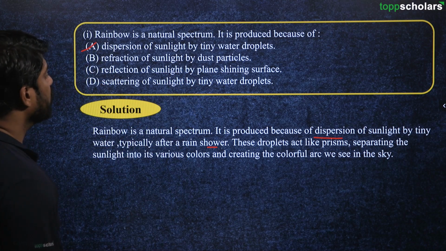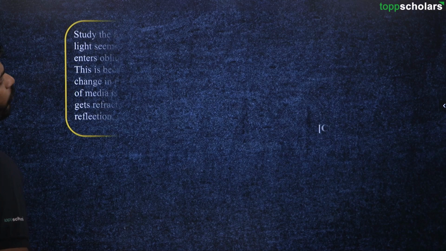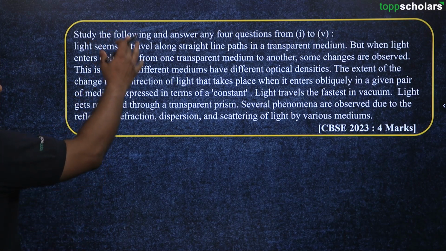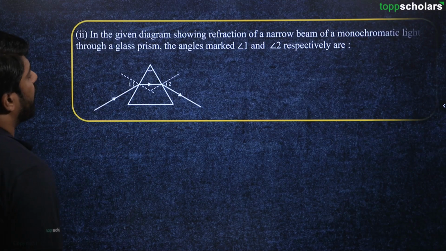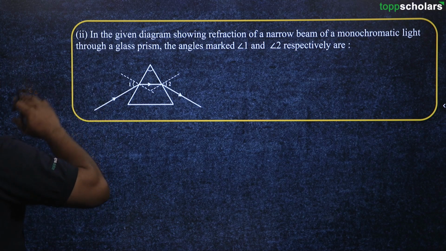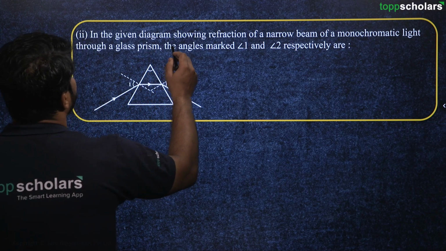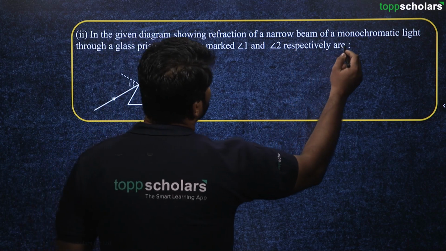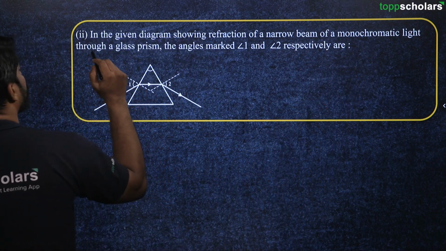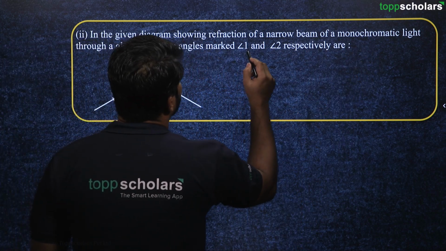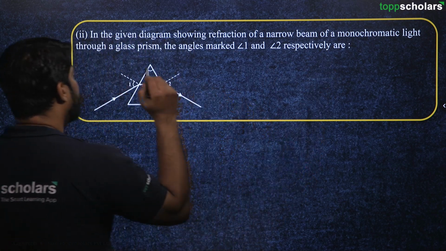Okay, so this is a very easy question. Moving on to the next one. Again, this is the case that is given. On the basis of the case we have this question. In the given diagram showing refraction of narrow beam of a monochromatic light through a glass prism, the angles marked 1 and 2 respectively are what?